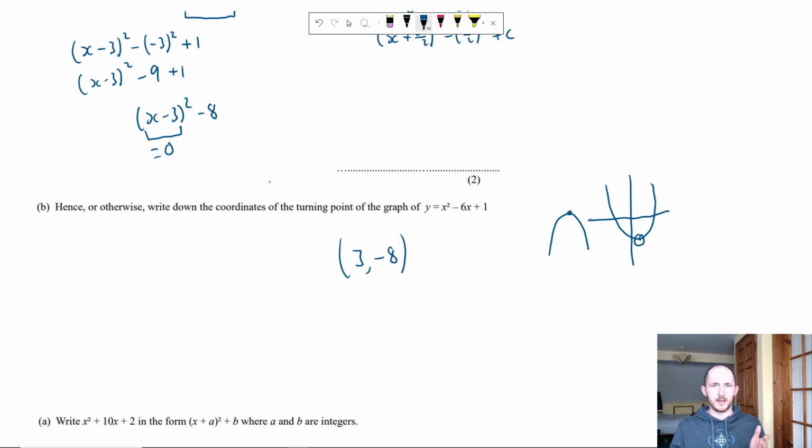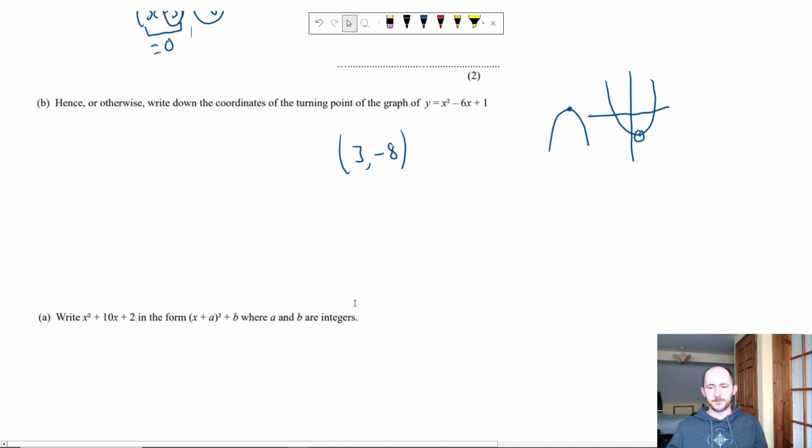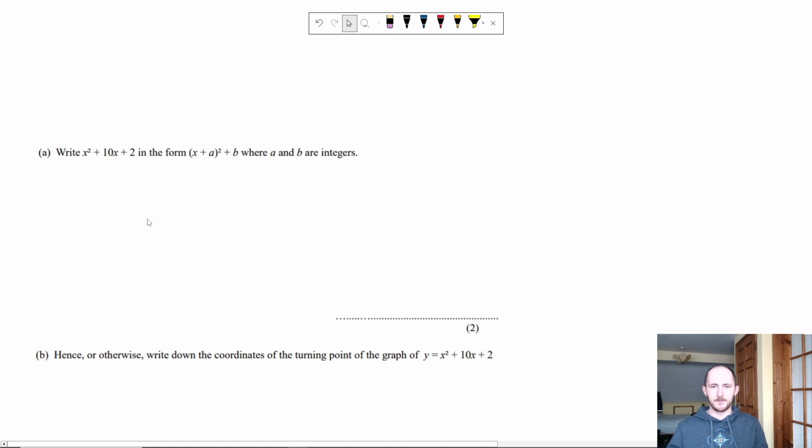That would be your turning point. So I've explained the logic behind it, the maths behind it, but how can I remember if I don't really care about the maths? Well, all you do is you take this number and flip the sign. So if it's positive, it becomes negative, negative becomes positive, and you just write this exact same thing. So I took minus 3, flipped the sign, it's 3. Took the minus 8, kept it the same. Always the same. Okay. Let's just do another one as practice, okay?